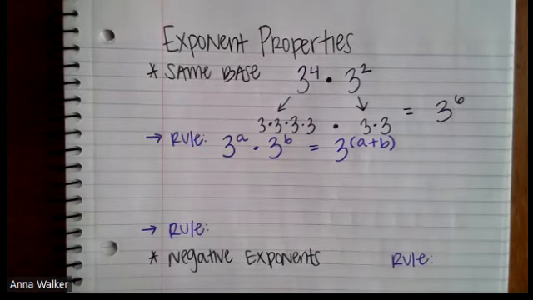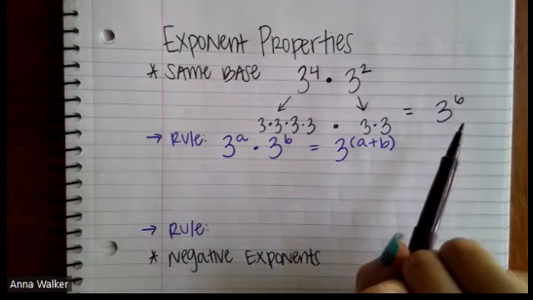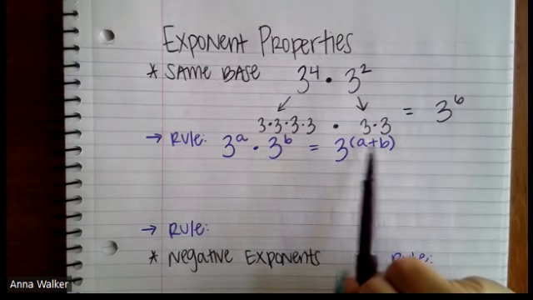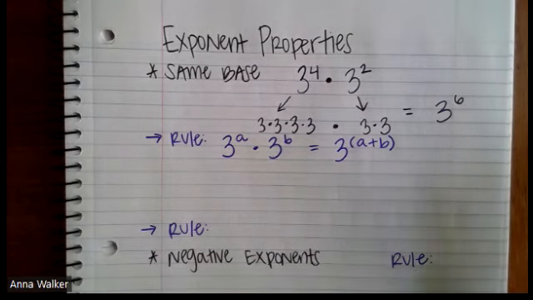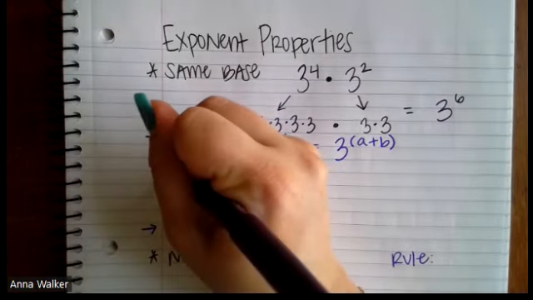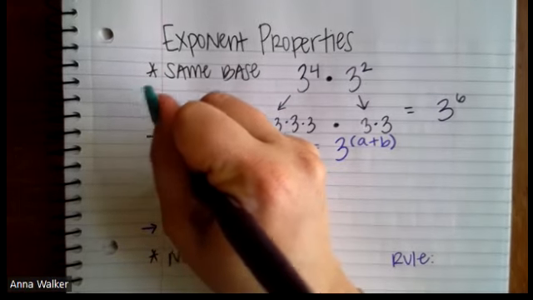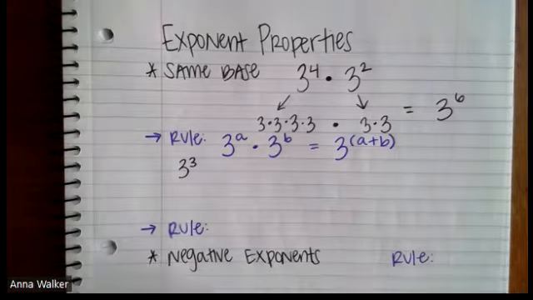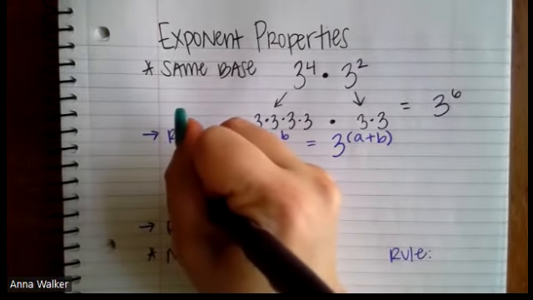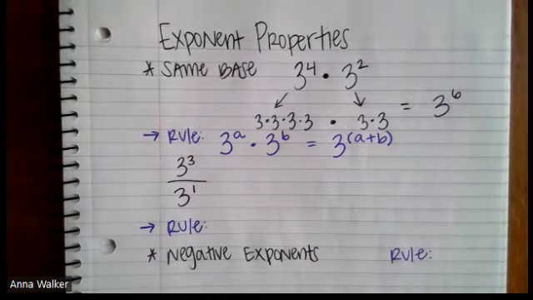So if we're multiplying and they have the same base, this is a quick way to figure out the new exponent: just add the exponents together if we are multiplying. But let's say, for instance, we have the same base and we're doing division. So let's say we have the problem 3 to the power of 3 divided by, let's just say, 3 to the power of 1.